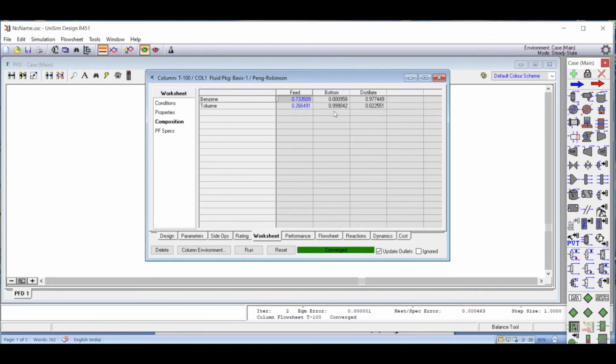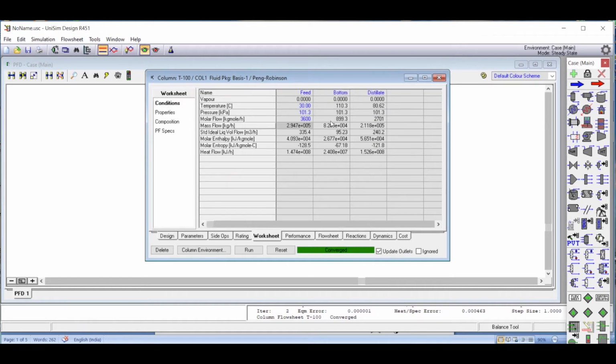Almost all the toluene, pure toluene, is at the bottom. And of course, this is 97.74% benzene in the distillate and a very slight amount of toluene in the distillate. And if you see the conditions here, of course the feed temperature was 30 degrees Celsius. Pressure of course will remain the same because this is an atmospheric column.